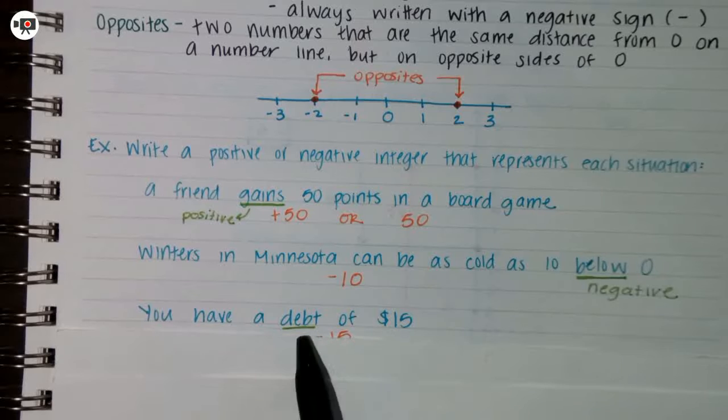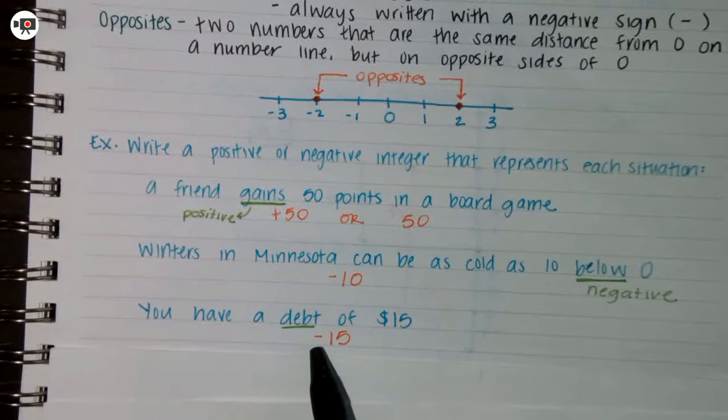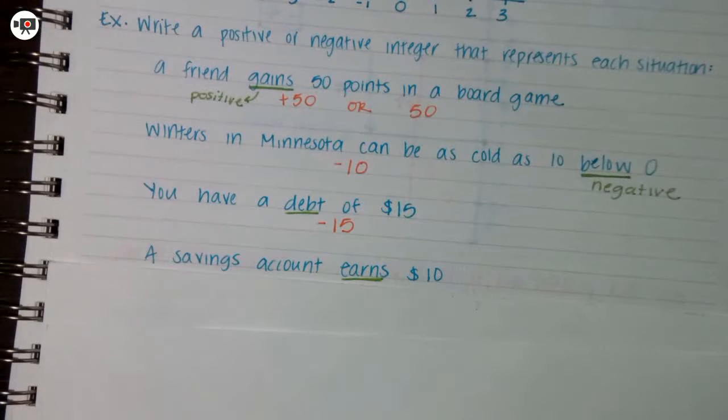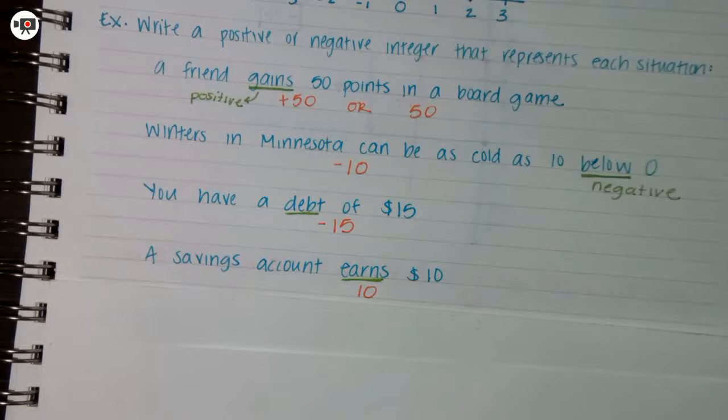If you have a debt of $15, that is going to be negative. A debt means that you owe money. Then we have a savings account earns $10. Earns indicates a positive action, so we have a positive 10.